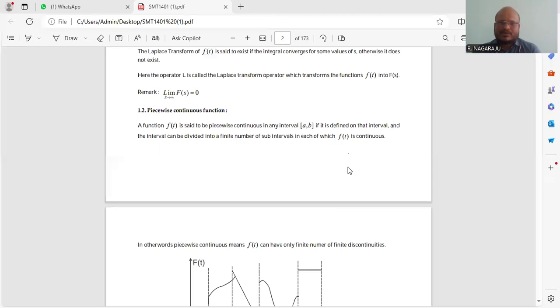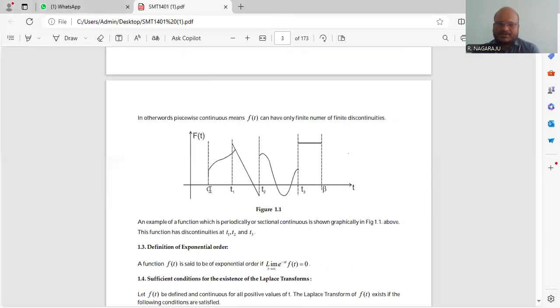So this is a graph. f(t) is continuous from alpha to beta. In the closed interval alpha to beta, there are many subpoints, that is, sub intervals: alpha to t1, t1 to t2, t2 to t3, and t3 to beta.